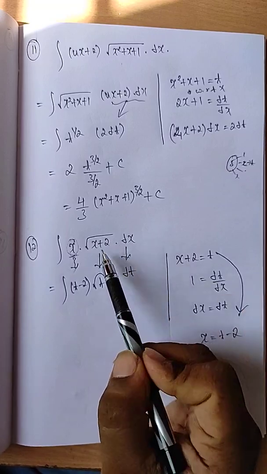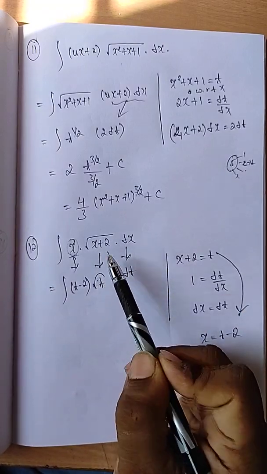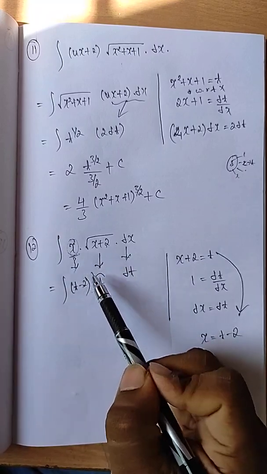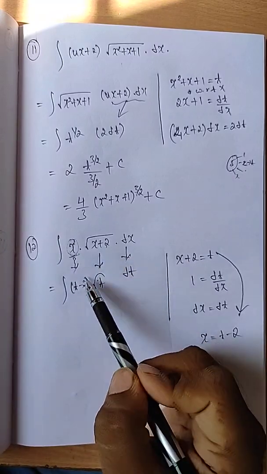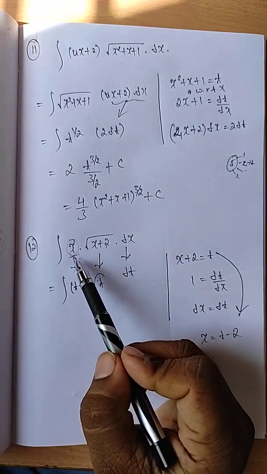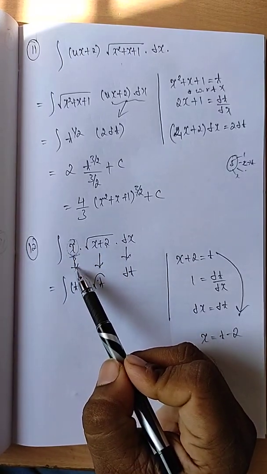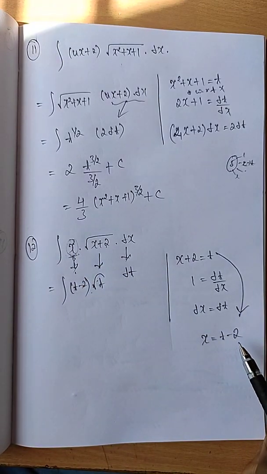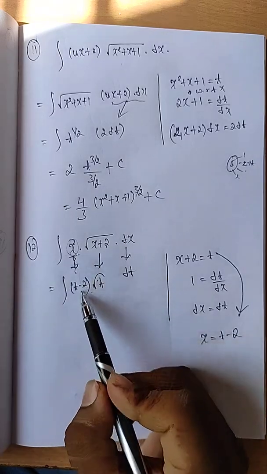When you are changing from one parameter to another parameter, it must be in the other parameter. If you are changing x to t, everything must be in t. Here we have only x. So is it right? We cannot leave this x as it is. So change this x as t minus 2. Now we are changing the x as t minus 2.